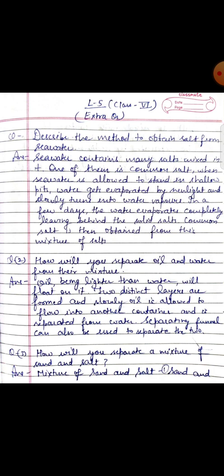Then we can use the process of decantation, in which the upper layer of oil we can remove in another container. And if we have the separating funnel, we can also use the separating funnel. In the separating funnel we will see that when we put this mixture of oil and water, it will form two separate, different layers, and after that we will open the tap from below and we will see that water will come down and the oil will remain in the separating funnel.